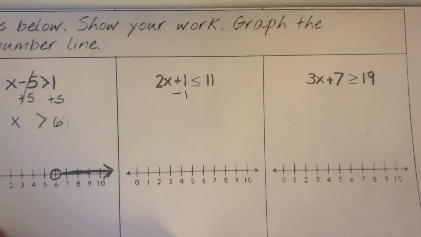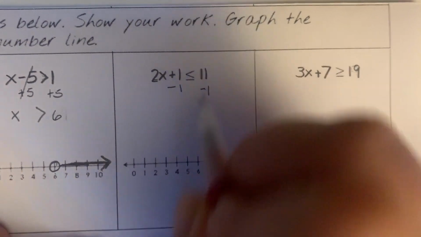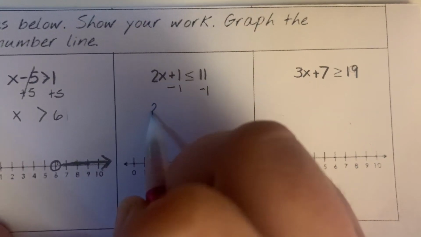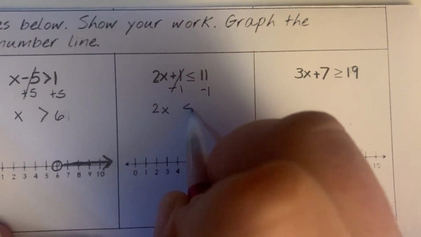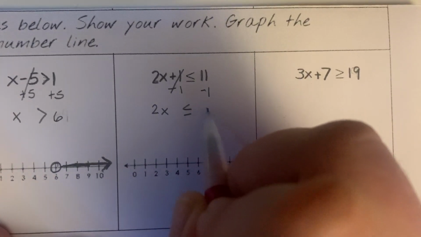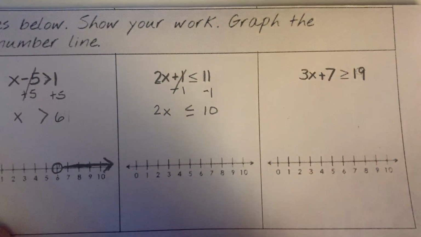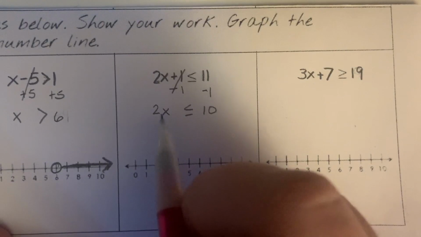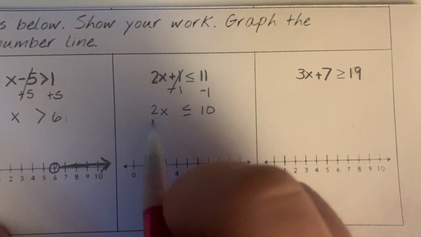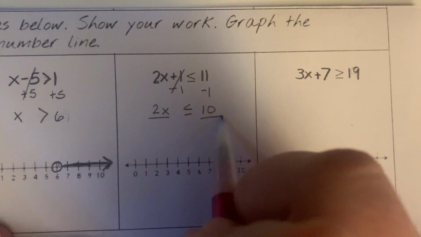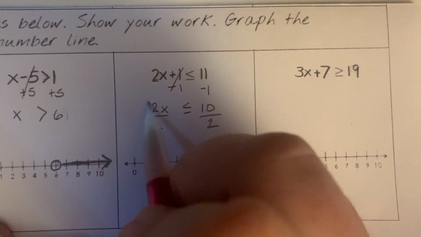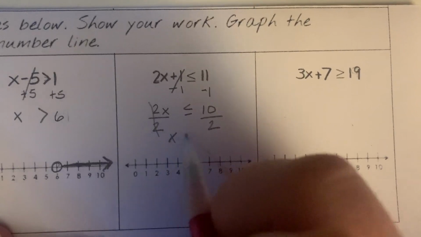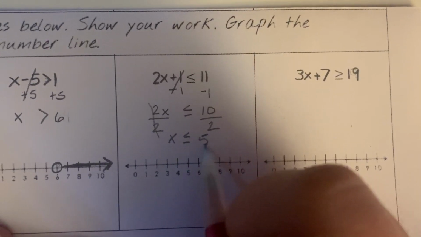I'm going to subtract it on both sides. I'm going to bring the 2x down because I didn't do anything with that yet. These are going to cancel out. I'm going to have less than or equal to 11 minus 1, which is 10. Then I'm going to go one more step and say if it's 2x, it means it's 2 times x. So I have to divide by 2 on both sides of my inequality. And these are going to divide out. I'm going to get x is less than or equal to 5.